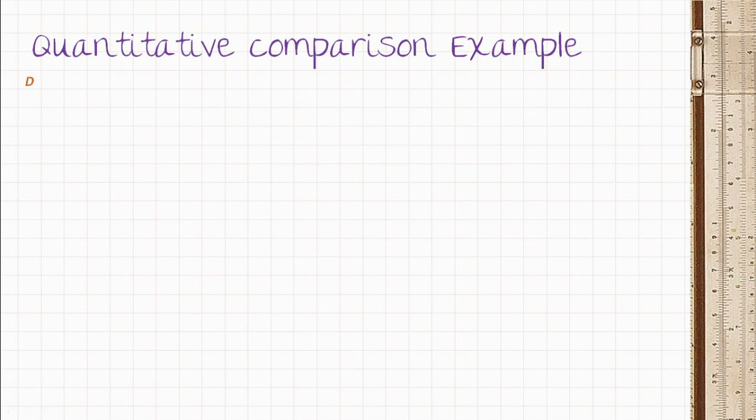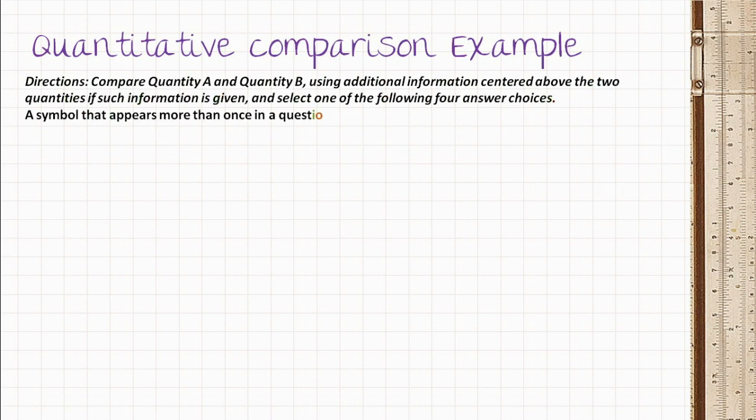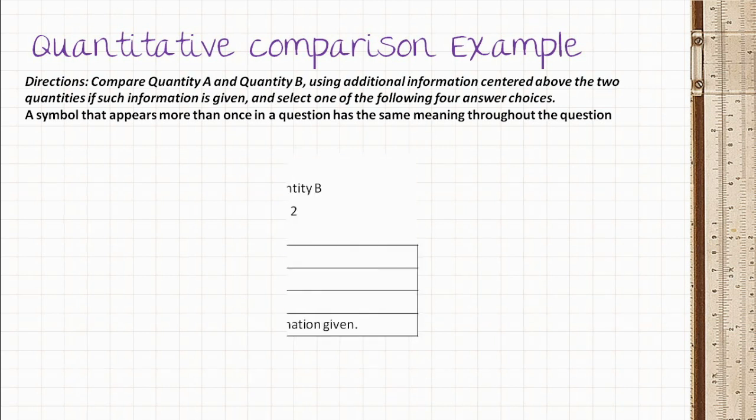So we'll be looking at examples of all these question types so that you get proper insight into them. The very first will be a quantitative comparison example. The direction given is: compare quantity A and B using additional information centered above the 2 quantities, if such information is given, and select one of the 4 answer choices. A symbol that appears more than once in the question has the same meaning throughout the question. That is, if it is X, X means the same thing throughout the question. I hope you understand that.